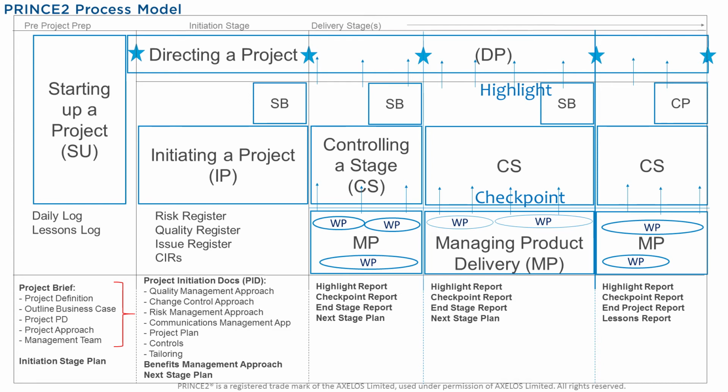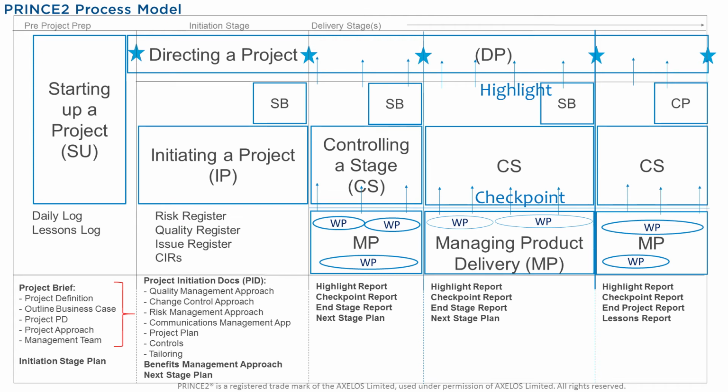We're then running up to the end of that stage, and we're going to be using a little bit of managing a stage boundary to help us to gather the information together for the project board to use to make a decision at the end of the stage in directing a project. And then we're into the next stage, again using controlling a stage, managing product delivery, teams building the products.